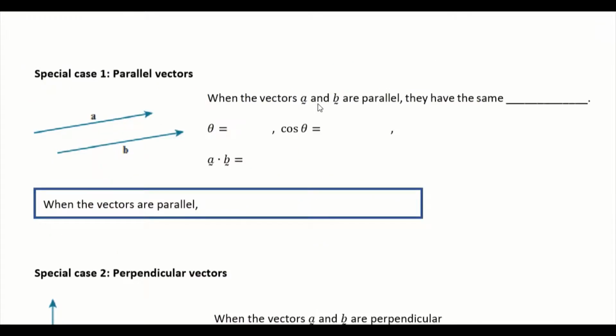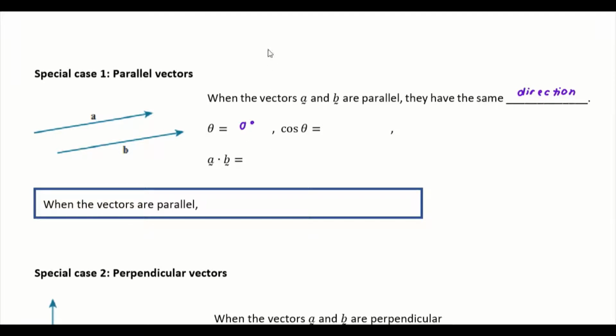Just now we have learned the first definition of the scalar product, which is the geometric form. Now we are going to look at two special cases under the geometric form. The first one is what we call parallel vectors. If we have two vectors, A and B here, and they are parallel, which means they have the same direction, then what is the angle between these two vectors? It will eventually be 0.